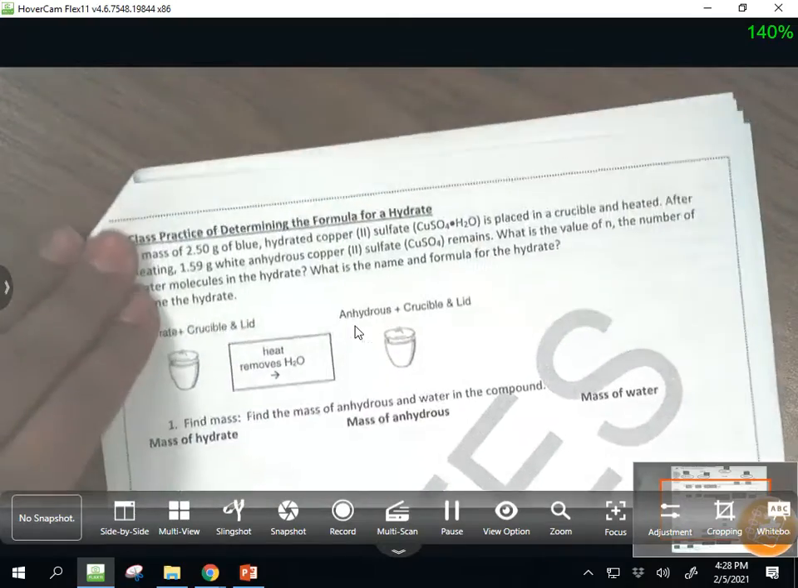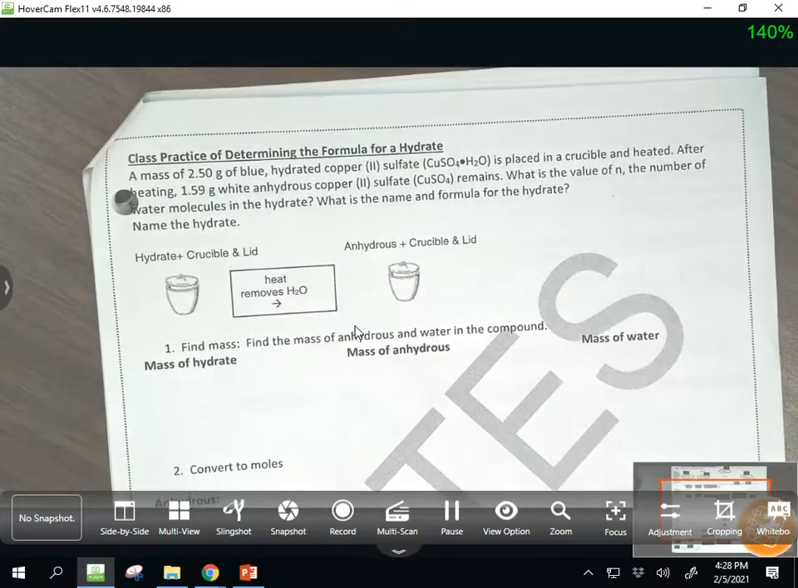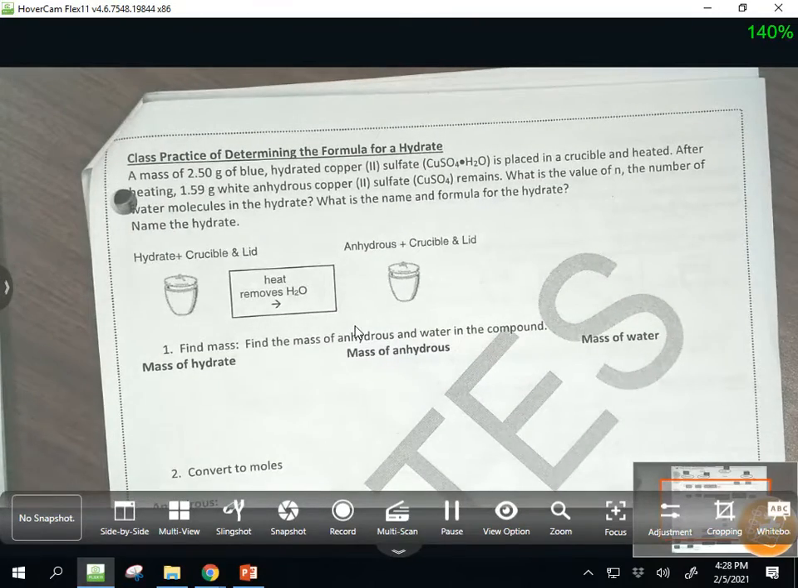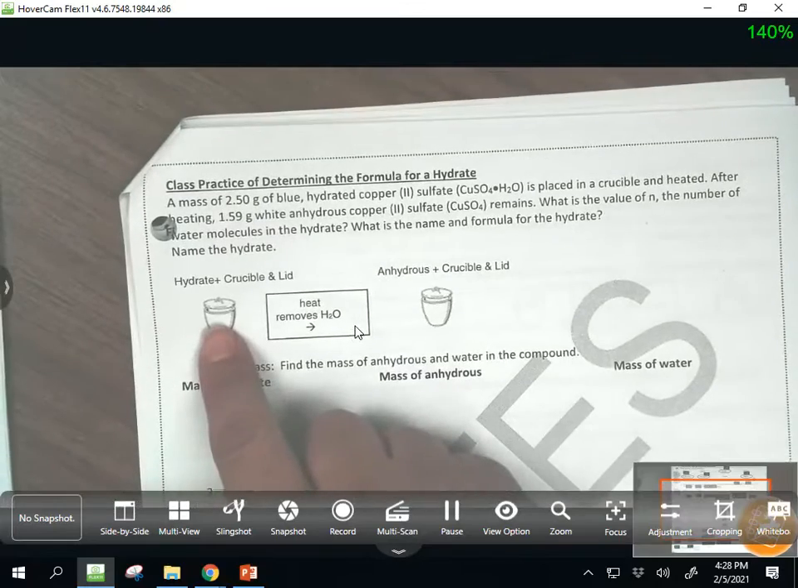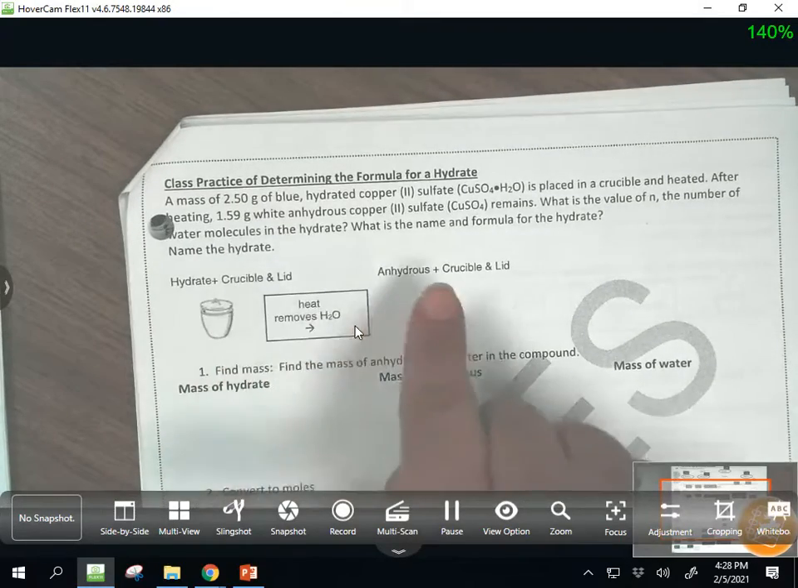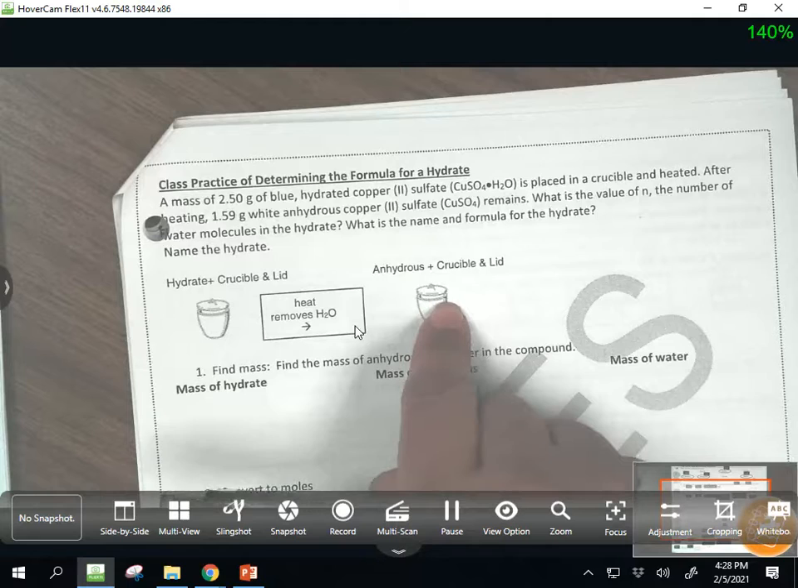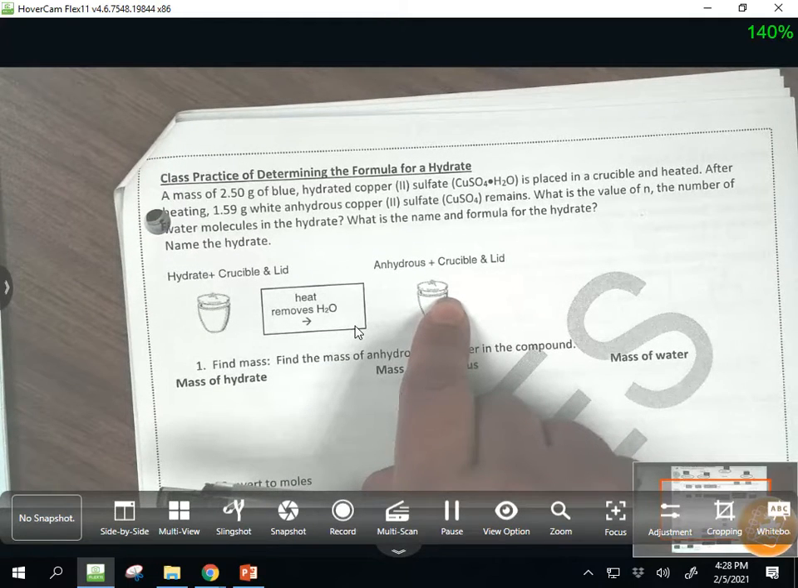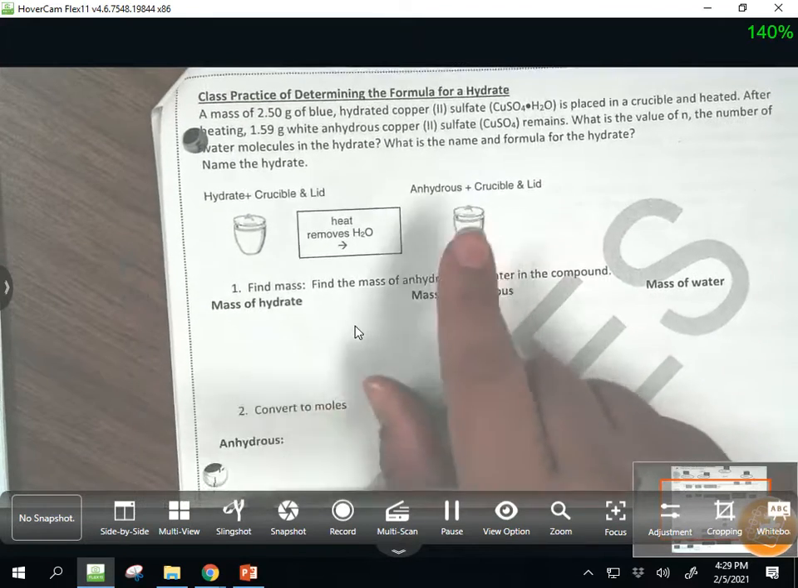All right, now we're going to practice. A mass of 2.50 grams of blue hydrated copper 2 sulfate is placed in a crucible and heated. After heating, I only end up with 1.59 grams of anhydrous copper 2 sulfate. What is the value of N? Remember, N is the number of water molecules. What's the name? What's the formula?